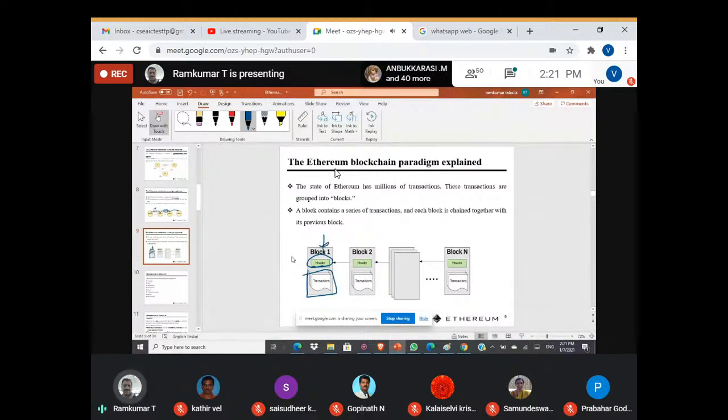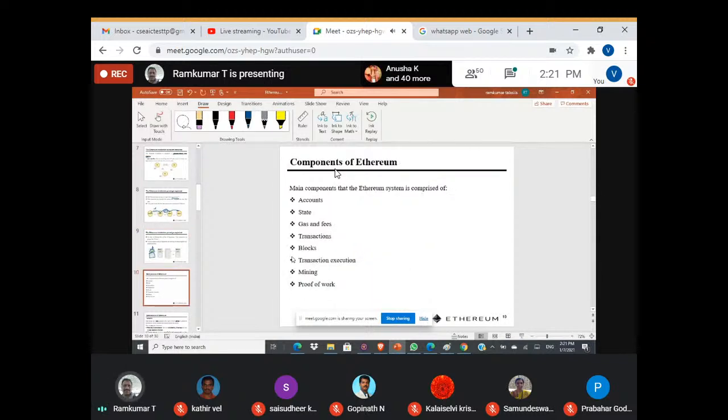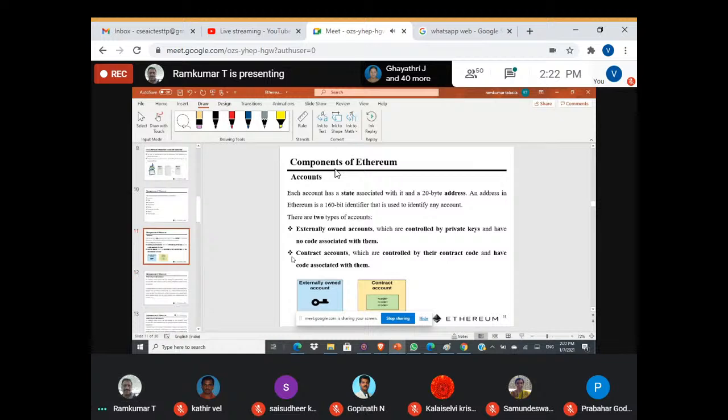We will discuss the block again in a later part. We have to discuss all these concepts: accounts, state, gas and fees, transactions, blocks, transaction execution, mining, proof of work. I thought mining and proof of work might be finished in your previous sessions, so I may not touch those points. Anyway, accounts. With respect to Ethereum, there are two different types of accounts.